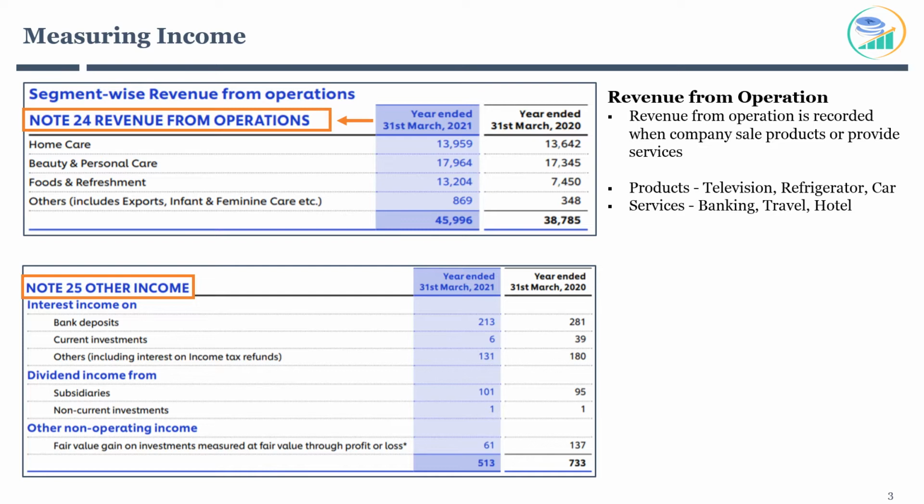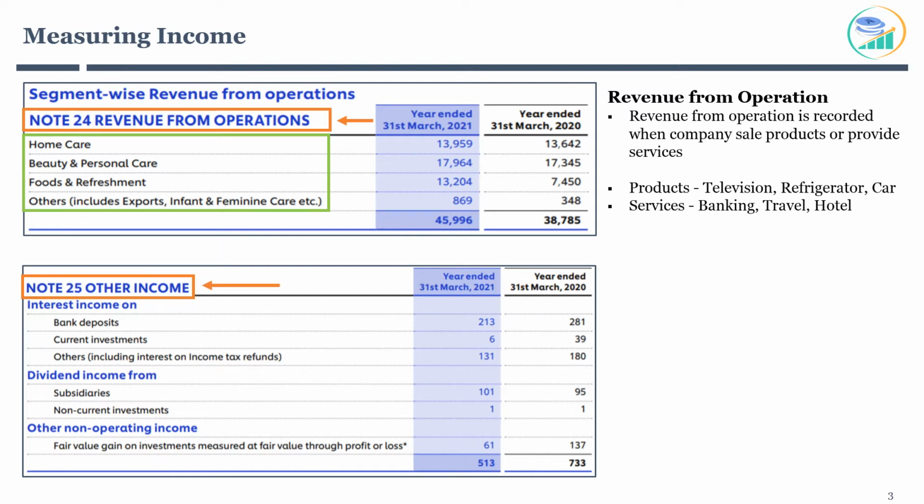For HUL, revenue from operations is broken down into different business segments. You can notice revenue from different product lines like home care, beauty and personal care, foods and so on. Segment reporting provides a better understanding of how different lines of business are performing. How is the trend in revenue, increasing or declining? This is very important information to understand how your business is doing.